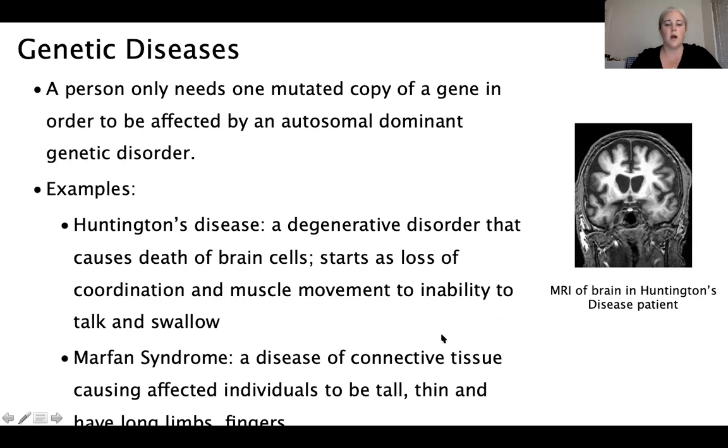Marfan syndrome is a disorder of the connective tissue. Affected individuals will be tall, thin, and have long limbs and fingers. I think it was an NBA player that was actually diagnosed with Marfan syndrome. The problem is that because of this disease of your connective tissue, they will be tall, they will be thin, they will be long. You know, they'll look like NBA players basically. But eventually there will be degradation of this connective tissue and it can lead to a lot of other issues.